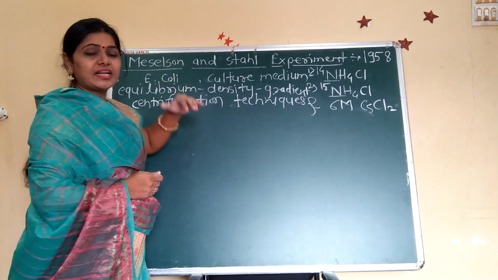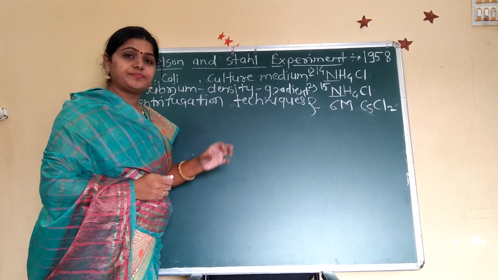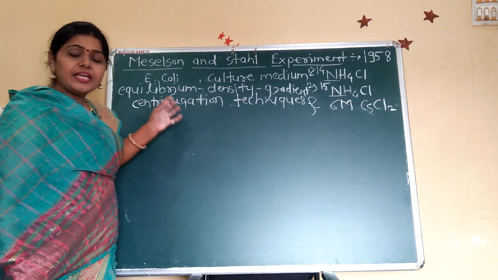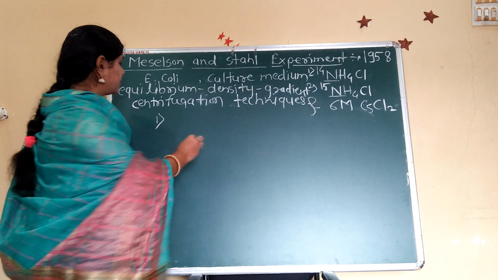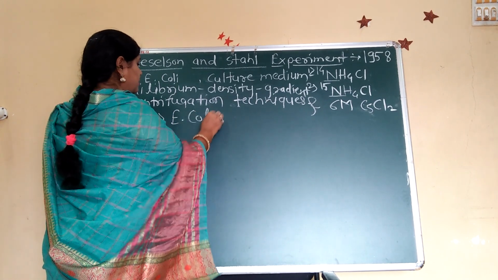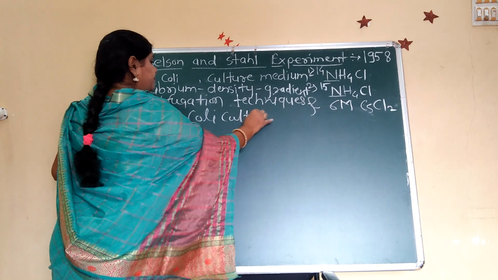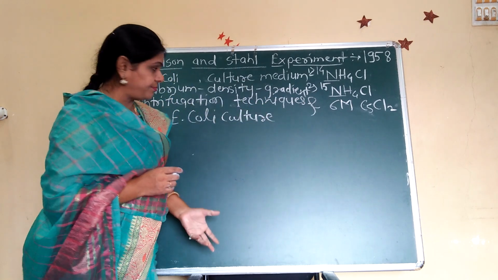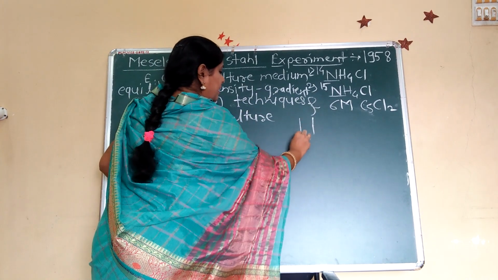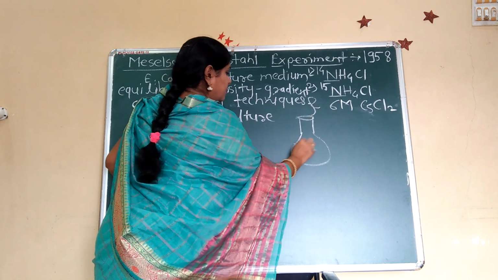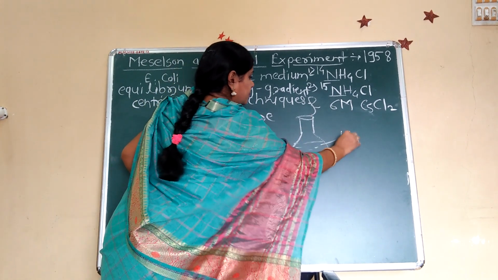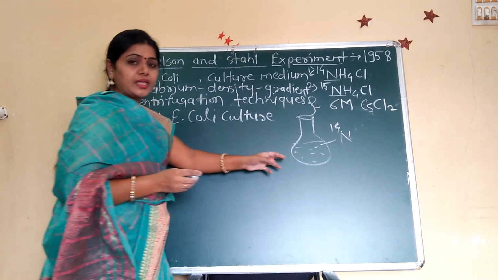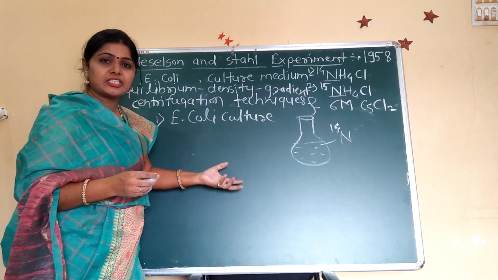Then the Meselson and Stahl experiment. First, E. coli bacteria are cultured in N14 medium, the normal nitrogen medium. They cultured E. coli bacteria in the N14 isotope, and then they use the centrifugation technique.